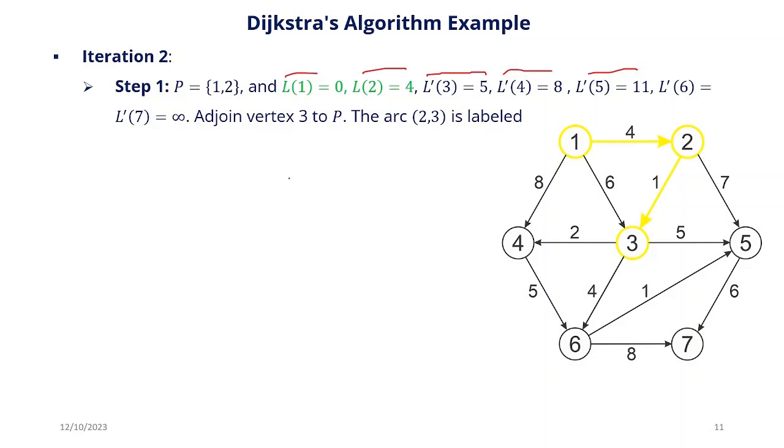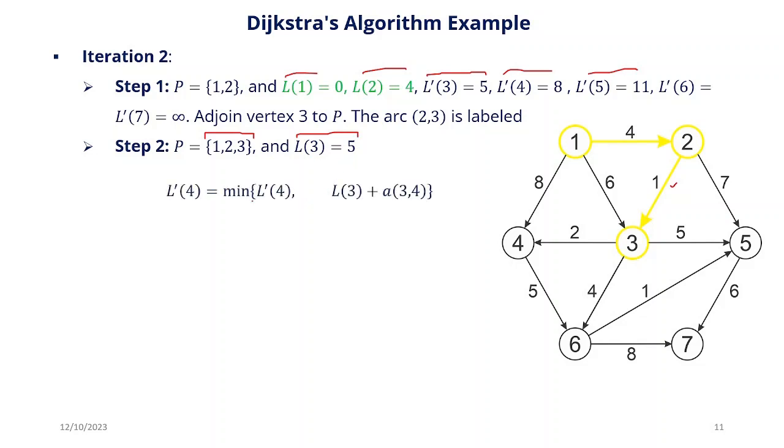So what we are going to do now is, since we have adjoined 2, 3, the arc 2, 3 is labeled. So we've changed this to yellow. We are changing them to yellow one by one. And then the set of permanent vertices has moved from 1 to 2 to 3. And our L3 was updated permanently from 6 to 5. We are now going to deal with L4 by using this L3.